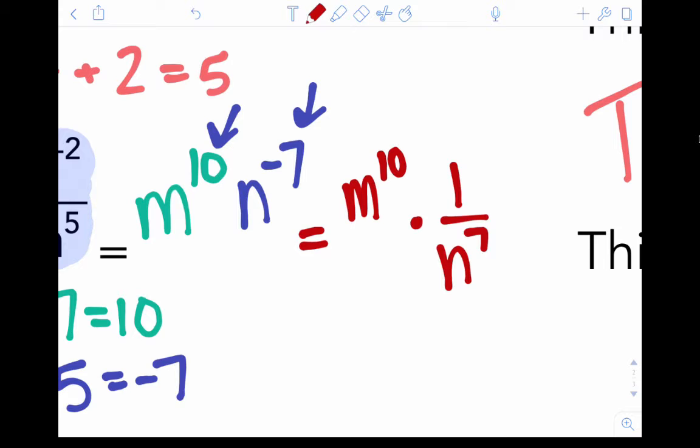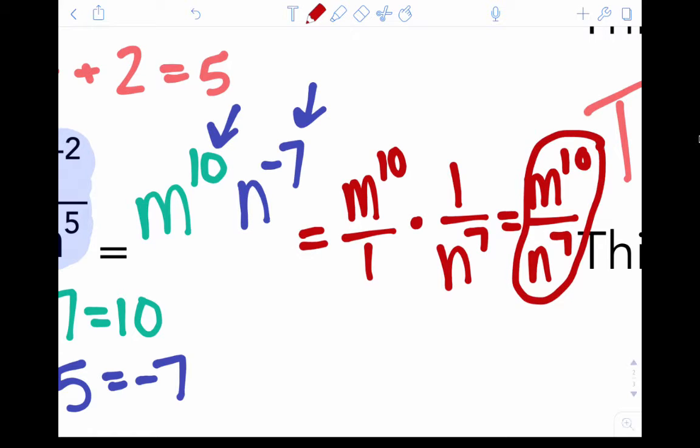I'm multiplying fractions now, so I'm going to write this over 1. Now typically I cannot combine this stuff, but since I'm multiplying by 1, I can. So m to the 10th times 1 is just m to the 10th. And 1 times n to the 7th is just n to the 7th. And that would be my final answer, because I do want to write it as one fraction.